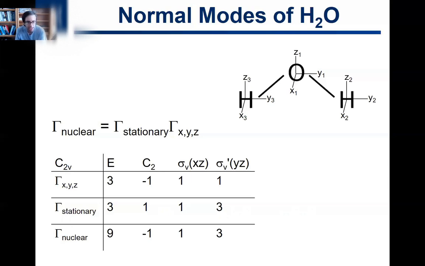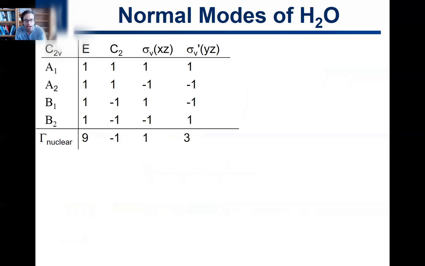So you're going to get 9, -1, 1, and 3. 3 times 3 is 9, etc. Now, at this point, you got to go to the character table, and we need to reduce this representation, right? What is gamma nuclear? It is a combination of irreducible representations, right?